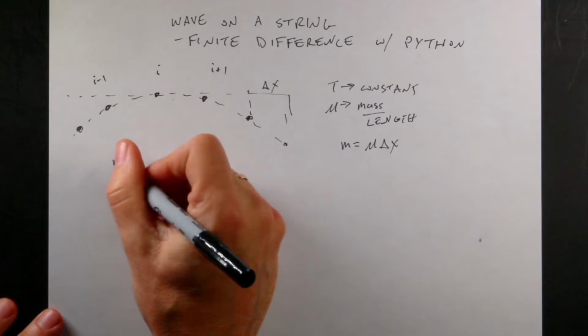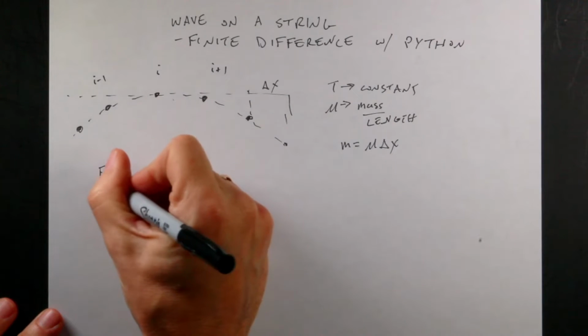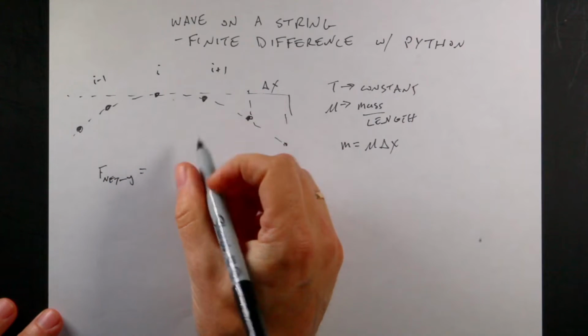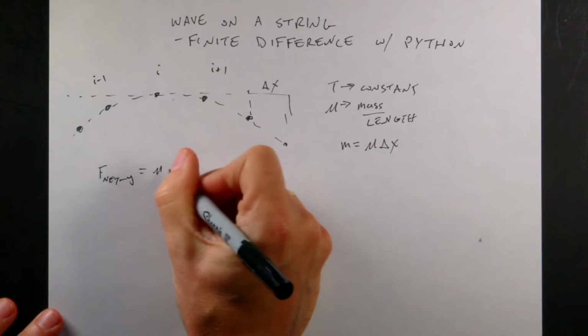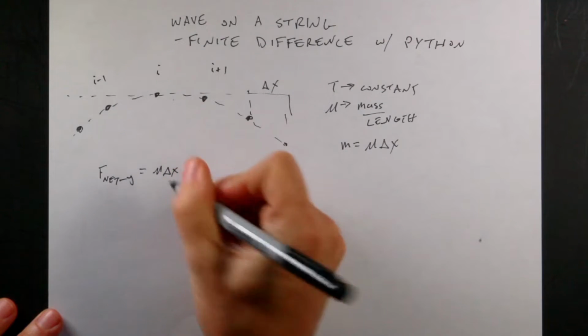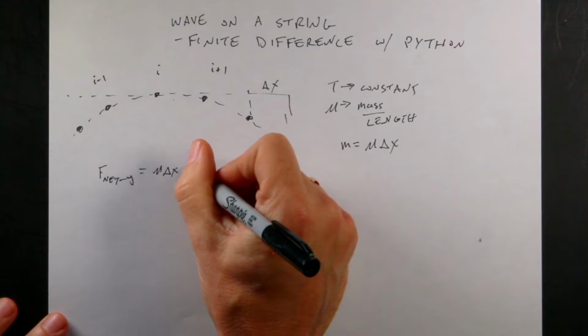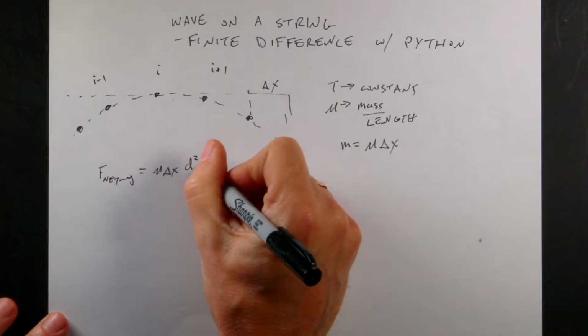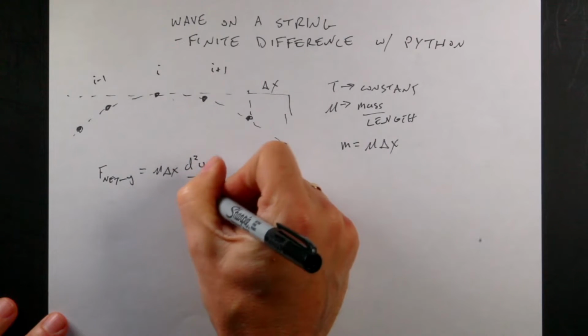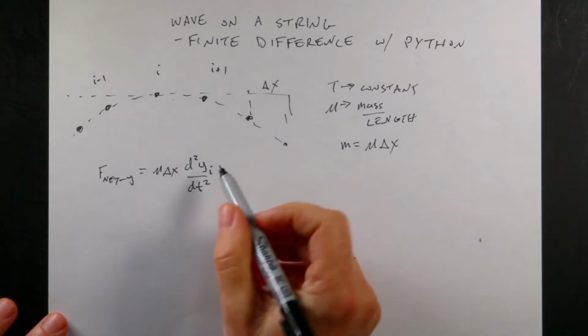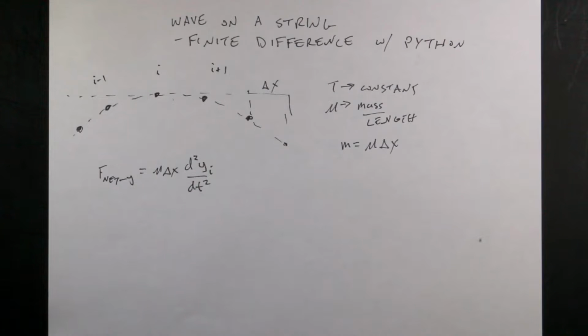So I can say the y force, F net y, is going to be equal to the mass, which is mu delta x, times the acceleration of that mass, which I will call the second derivative with respect to time of yi. That's the acceleration of that mass right there. And that's the actual derivative. We'll turn that into a finite derivative in a little bit.